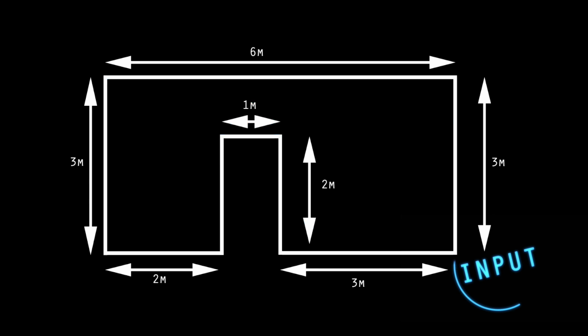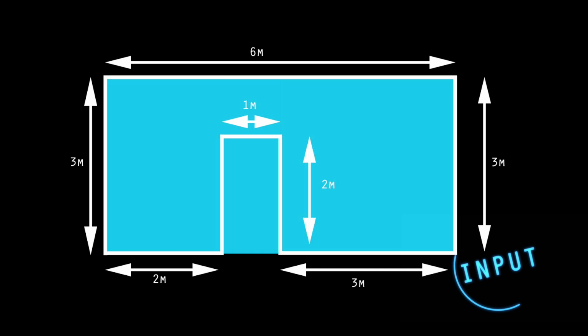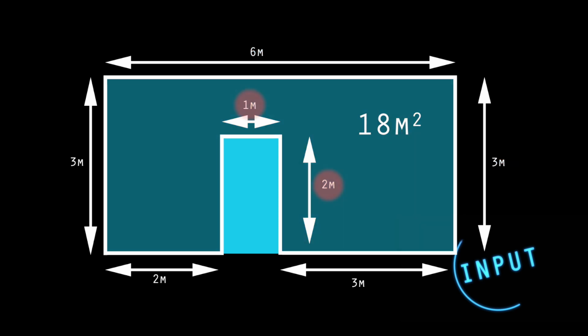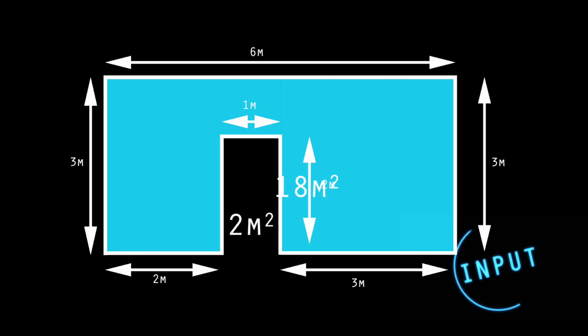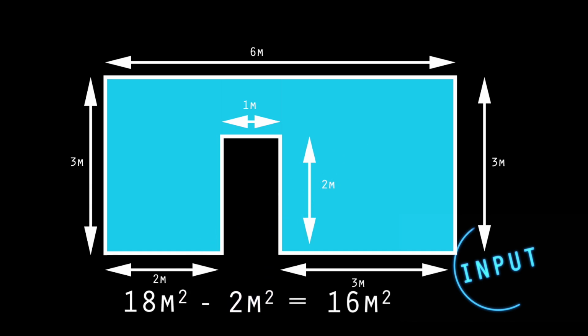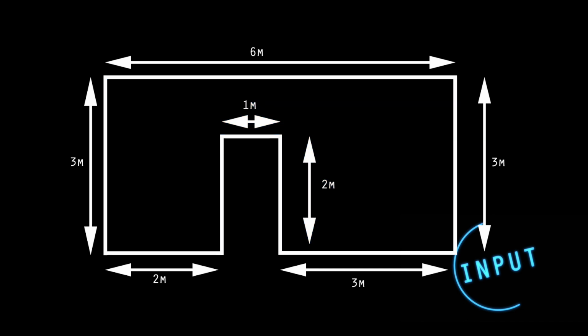I can see two methods. First, I could find the area of the whole rectangle. That's 3 meters by 6 meters, and the area of the door, which is 1 meter by 2 meters, which gives me 2 meters squared. So if I take the area of the door away from the larger area, I'll be left with the area I actually have to paint. 16 meters squared. The second method though may be of more use to us.